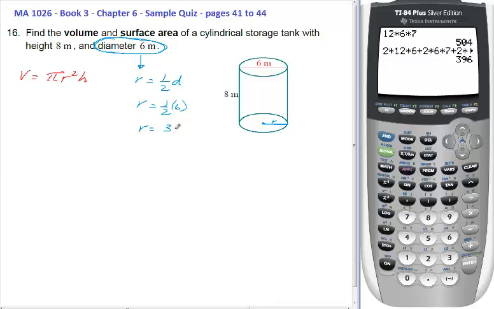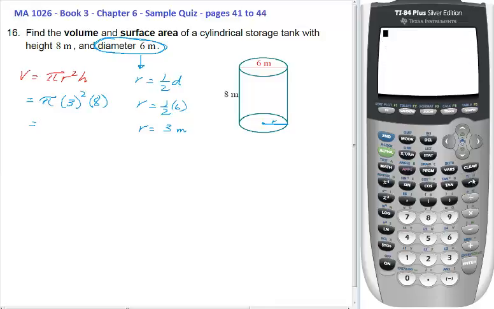It's straightforward, isn't it? Okay, so we got pi times r, 3 squared times the height, which is 8. Now that's a calculator, so no problem. Let's go over in our calculator. Now pi is above the exponent hat sign there. See pi? So we have to do second function to get that. Open bracket 3 close bracket squared, open bracket 8 close bracket, enter. So it's 226.19.